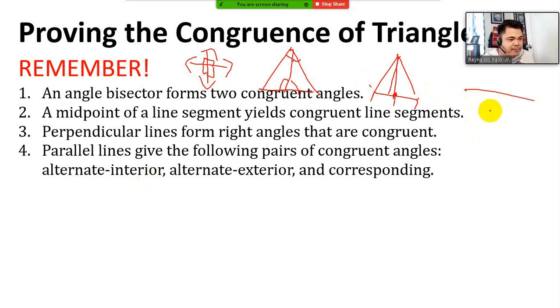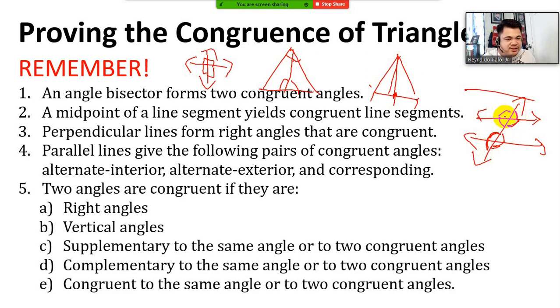If we have parallel lines cut by a transversal, so this one is a transversal, these are what we call the alternate interior angles. They are congruent. So we have two pairs. Then we also have the alternate exterior angles that are congruent. So there are also two. Next, two angles are congruent if they are right angles, of course.